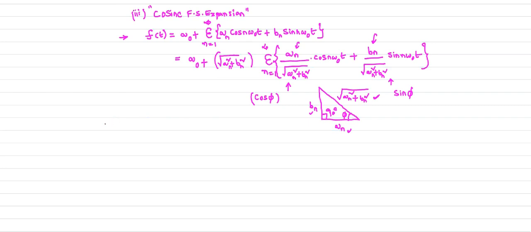So I can write here, your f of t is equal to the DC value, your a naught, plus sigma n equal to 1 to infinity. Here we have a factor, the square root of an square plus bn square, so just wait. So this is your square root of an square plus bn square.